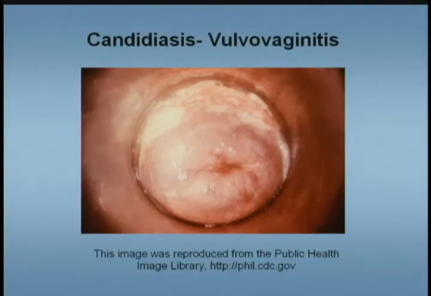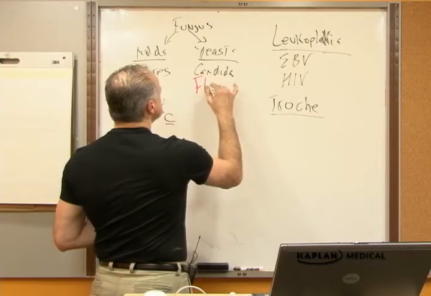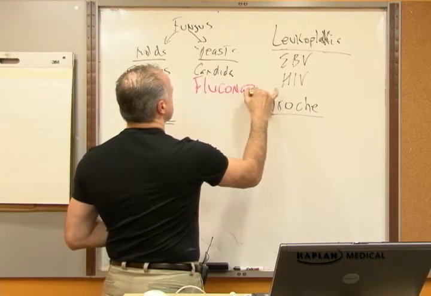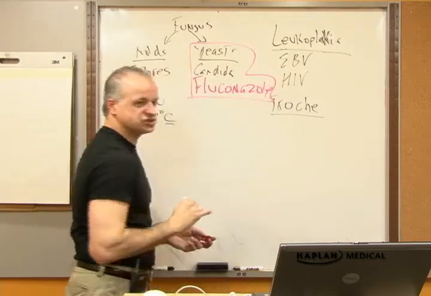Vulvovaginal candidiasis and thrush, these two diseases are fundamentally the same. Looks like a fungus, scrapes off, topical antifungal or oral fluconazole. Fluconazole works for superficial fungi and yeasts.